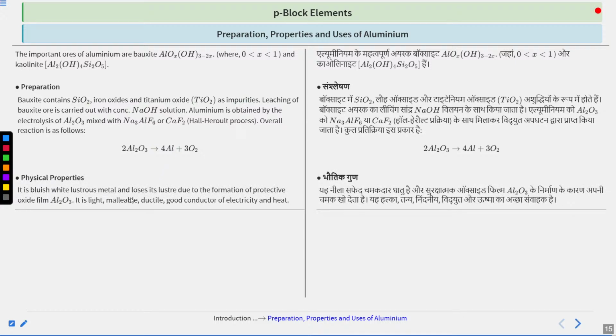If you talk about the physical properties, it is a bluish white lustrous metal and loses its luster due to the formation of a protective oxide film of Al2O3. It is light, malleable, ductile, and a good conductor of electricity. We know all about it. It has many more properties of a metal, although it forms amphoteric oxides.